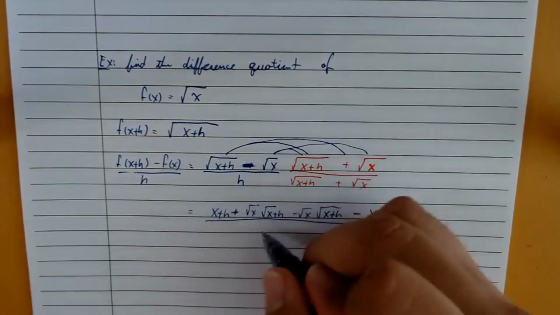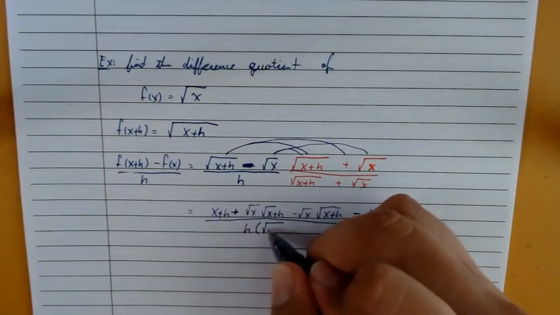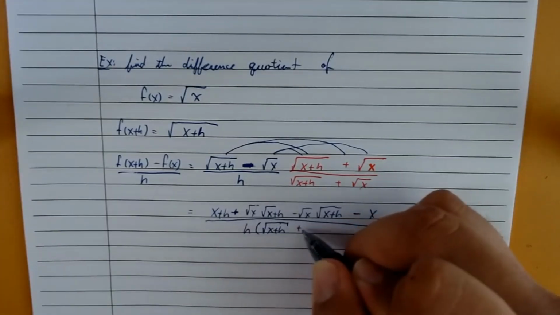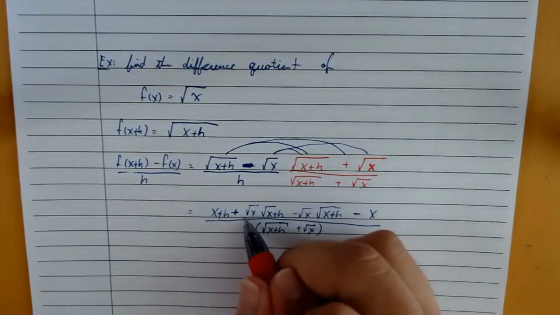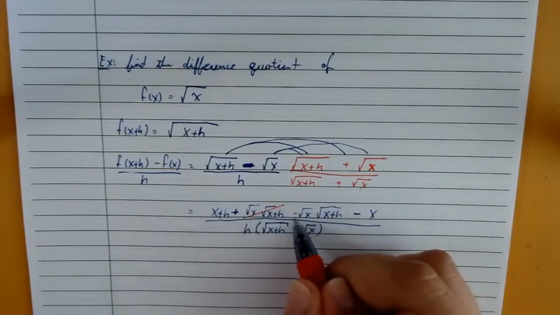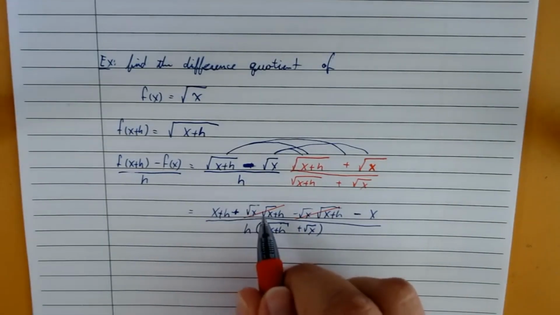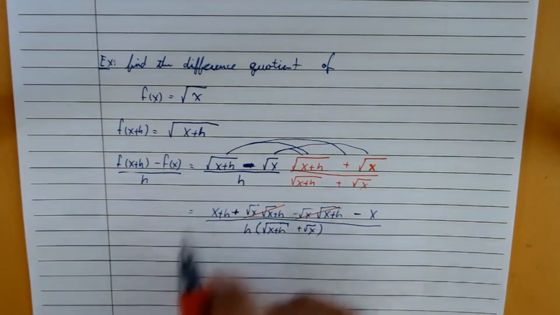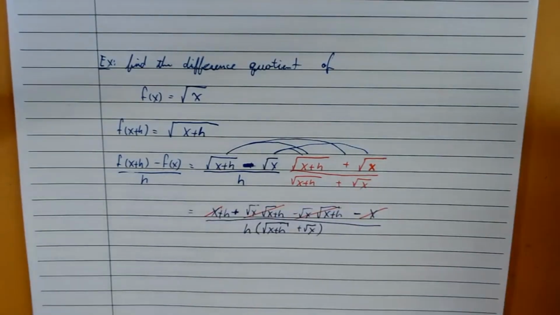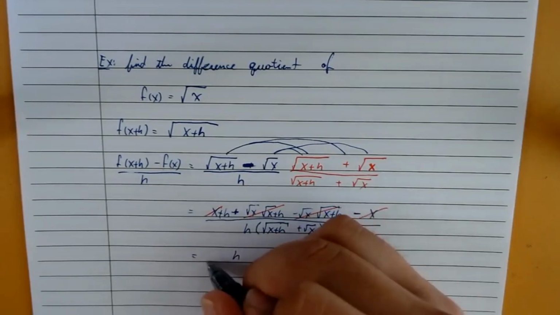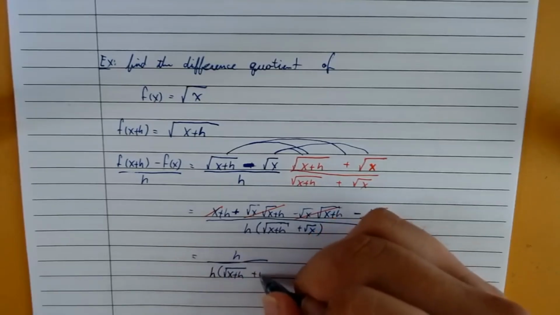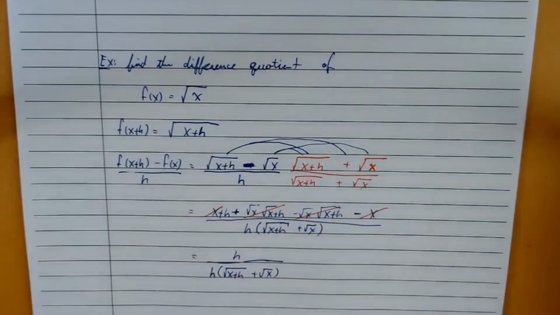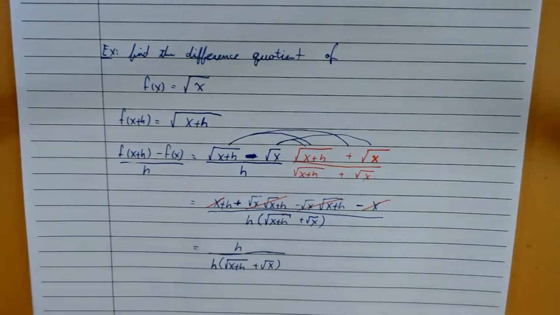Here, I could distribute the h, but I'm not going to, for a reason that you'll see in just a moment. Like this. Notice now that several things subtract away. Those two subtract. Root x times root x plus h minus itself, that's 0. And here, x minus x is also 0. So here you're left with h over h times the square root of x plus h plus the square root of x, like this. And of course here, these h's divide away. And so now we've simplified.